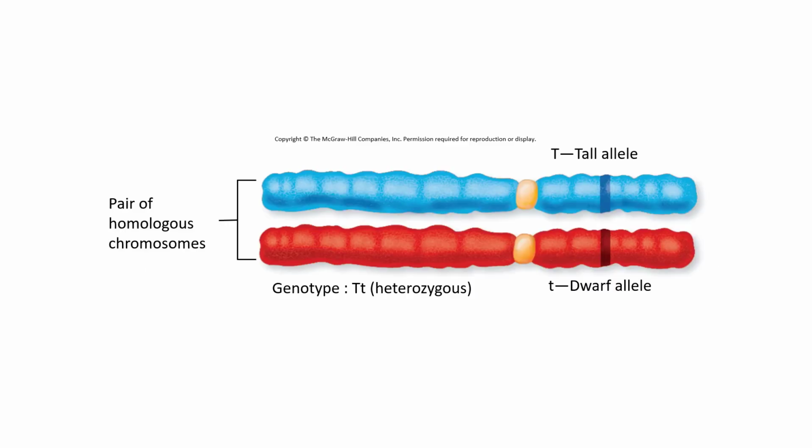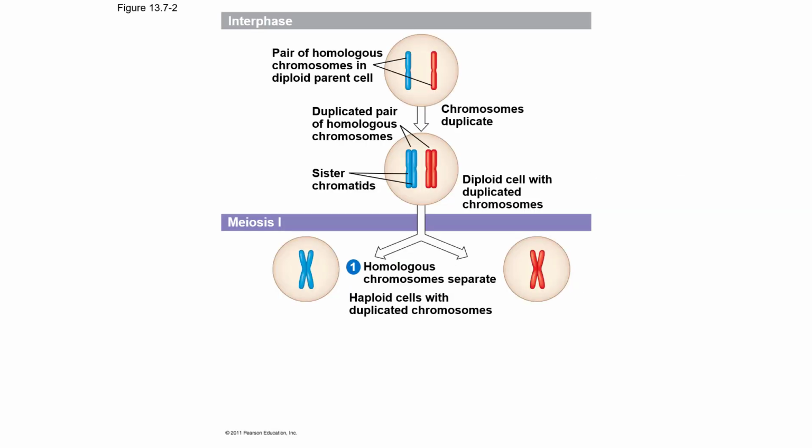We can see here, if we were looking at some pea plants that have either a mutation in the gibberellic acid or not a mutation in gibberellic acid, then we can have the big T for tall allele for no mutant, and lowercase t for dwarf allele, which means they have a mutation in the gibberellic acid pathway. So the genotype here is going to be big T, little t, and that will be a heterozygous genotype.